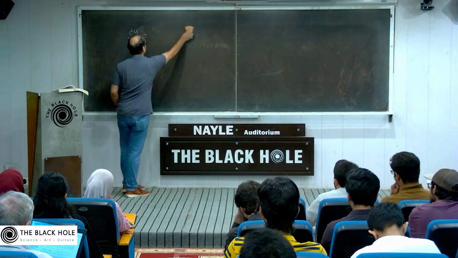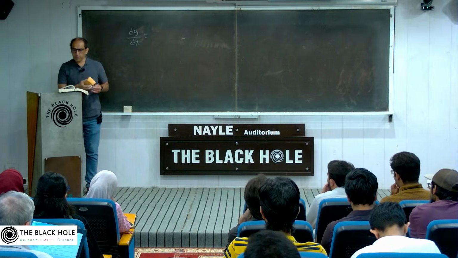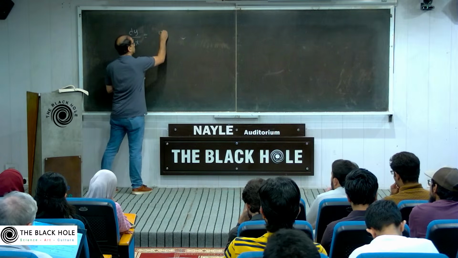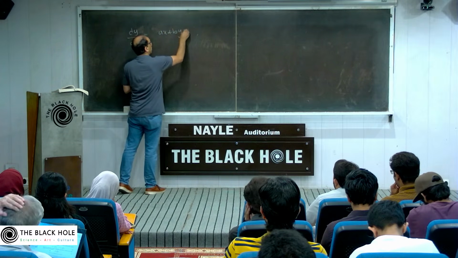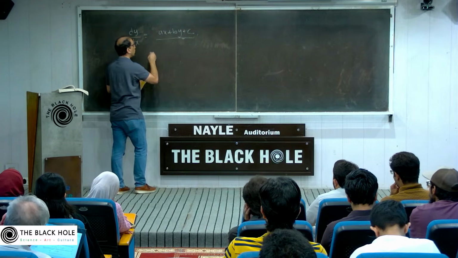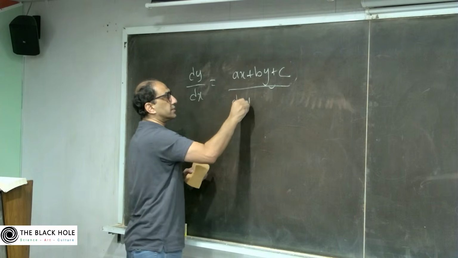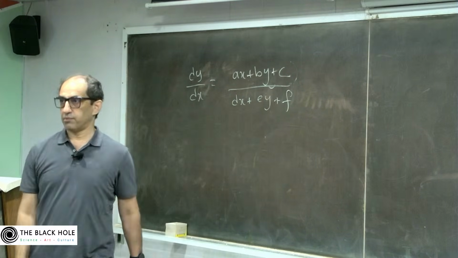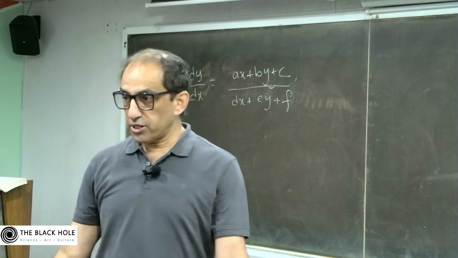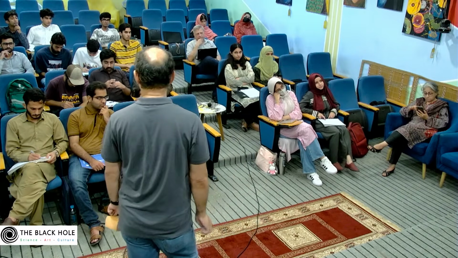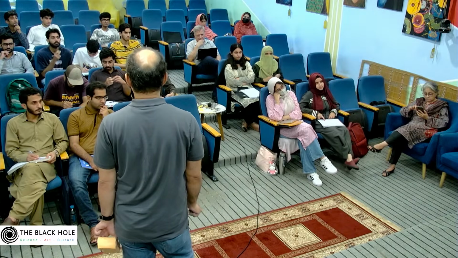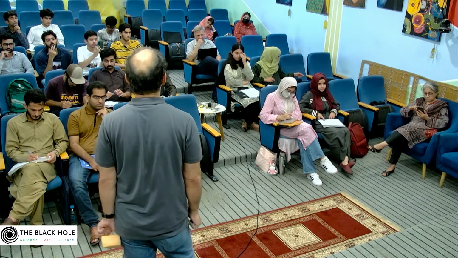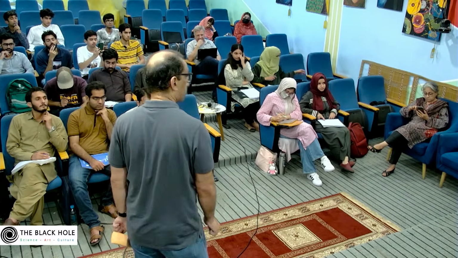The problem becomes trickier when you have the same thing but in a different form, and that form is ax plus by plus c over dx plus ey plus f. Now there is no way that you choose a single v, because something is written in terms of a fraction and those two fractions are different. Okay?